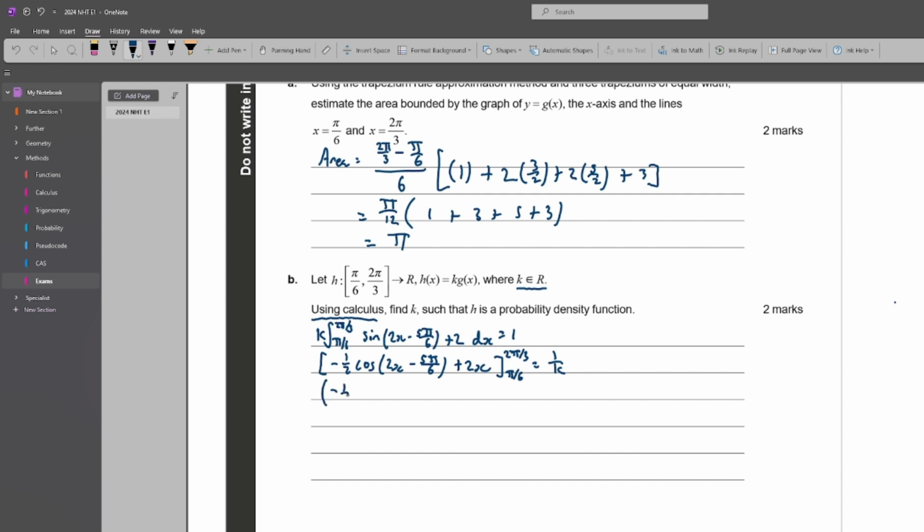So we're going to have negative 1/2 cosine of 2 times 2 pi on 3 is 4 pi on 3, minus 5 pi on 6. 4 pi on 3 is 8 pi on 6, minus 5 pi on 6 is 3 pi on 6, which is pi on 2. Plus 2 times 2 pi on 3 is 4 pi on 3. Minus, let's sub this one in. Negative 1/2 cosine. 2 times pi on 6 is 2 pi on 6, minus 5 pi on 6 is negative pi on 2. And then plus 2 times pi on 6 is pi on 3, is equal to 1 on k.